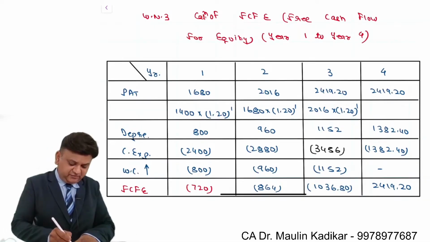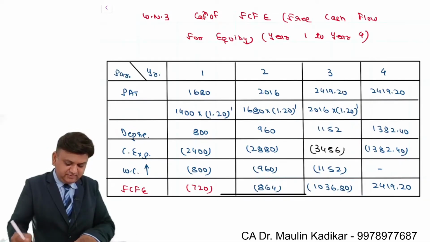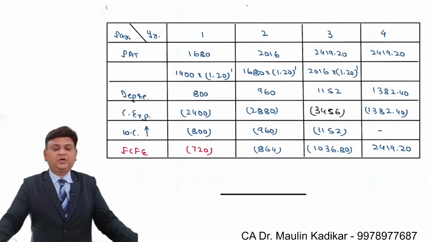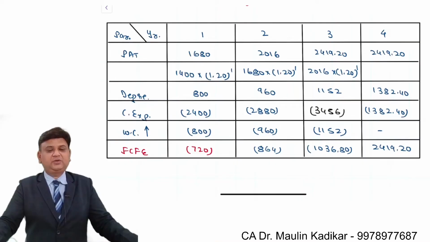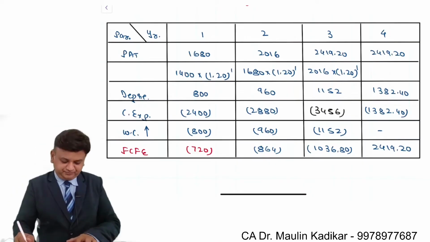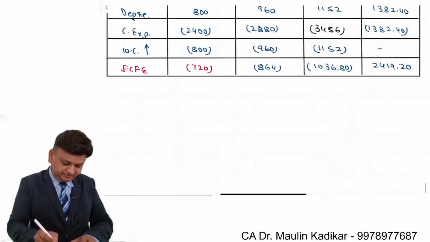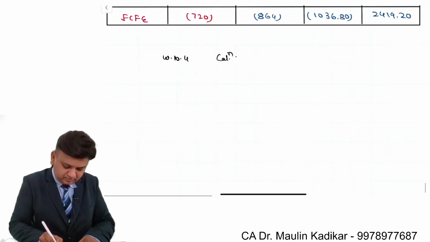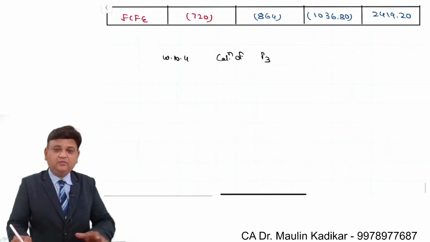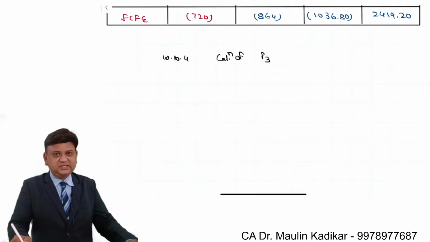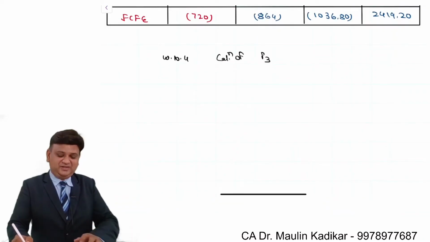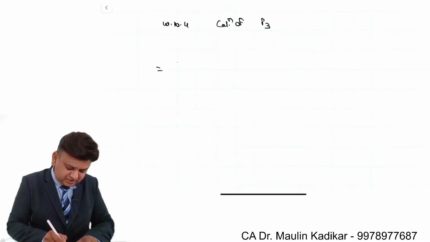It means, friends, you have to understand from the calculated answer that for the first 3 years, we have to make investment. And then from fourth year onwards for perpetuity, we will receive an amount of the cash flow. Now working note number 4. Calculation of P3. What do we understand with the term P3? P3 means from fourth year onwards for perpetuity, whatever the cash flow that you are going to receive, all of them will be discounted to the third year end.